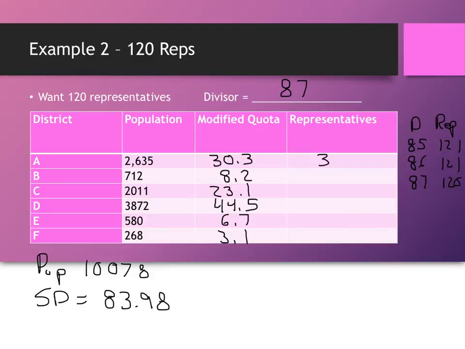So the number of representatives would be 31, 9, 24, 45, 7, and 4. All right. And it's pretty straightforward that when you add those things up, you get to 120. Okay, 31 plus 9 plus 24 plus 45 plus 7 plus 4 adds up to 120. And so that's correct. Now, you may have gotten this with a different divisor. Maybe 88 still works. Maybe 86.5 works or something like that. But regardless of the divisor you chose, the number of representatives should be 31, 9, 24, 45, 7, and 4.